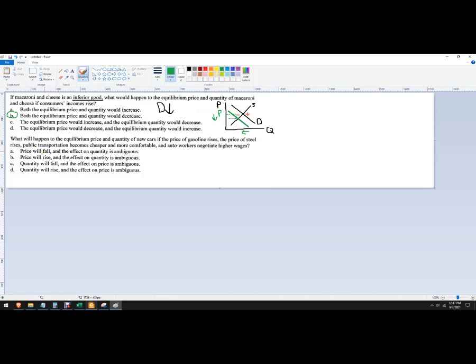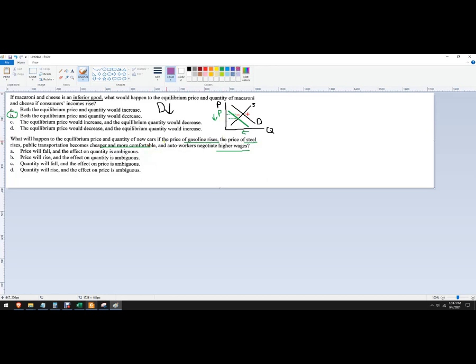Okay, second one. What would happen to the equilibrium price and quantity of new cars? A couple of things are going to happen. The price of gasoline rises, so that's a complementary good. It's a good we buy with cars. The price of steel rises, so that's a component price or a material price. Public transportation becomes cheaper and more affordable, and auto workers negotiate higher wages. Okay, so quite a few things here. We'll just draw them in purple here.